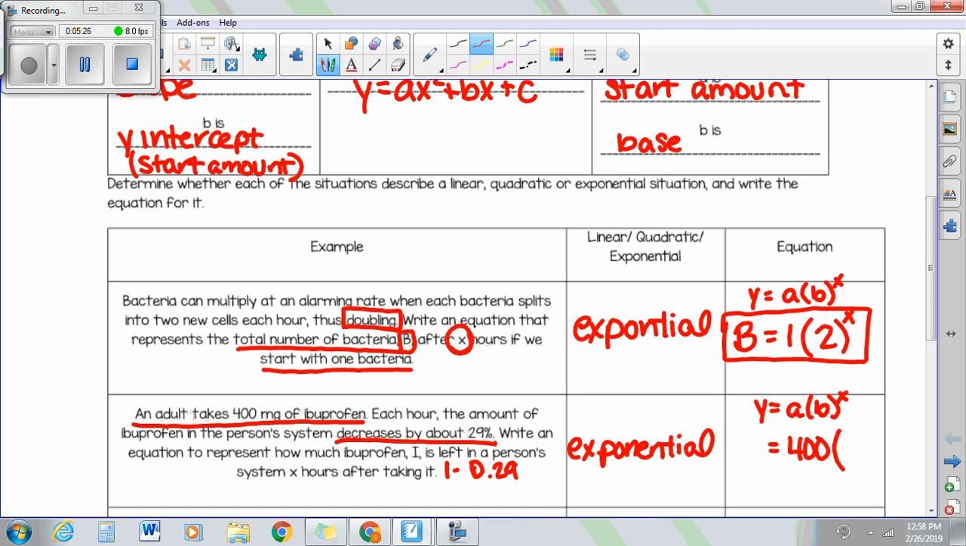1 plus if it's growth or 1 minus if it's decay. 1 minus 0.29 is 0.71. I'm just going to check my variables. I'm allowed to use x, which I am, but it does not want y, it wants a capital I. So make sure that your variables match at the very end. Make sure that you're typing it correctly.